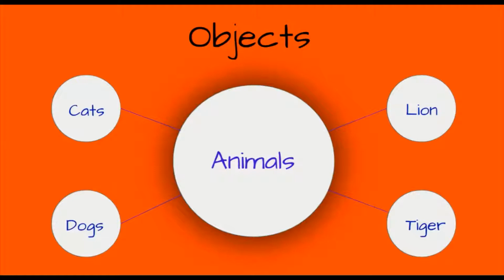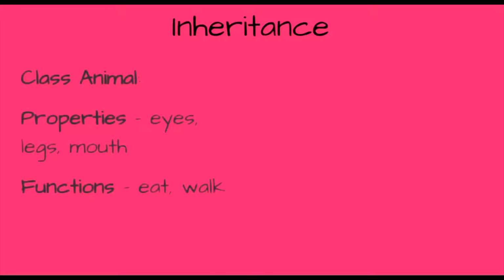Okay, so we saw what classes and objects are. Now let's go on to the next concept, inheritance. Now, let's take our animal class once again. As we know, all animals have certain properties that are applicable to each and every animal. For example, all animals have eyes, legs, and a mouth, right? And also, there are some functions like eating and walking, which are common to all animals.